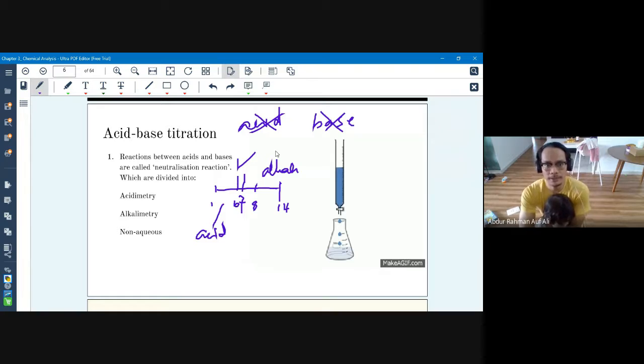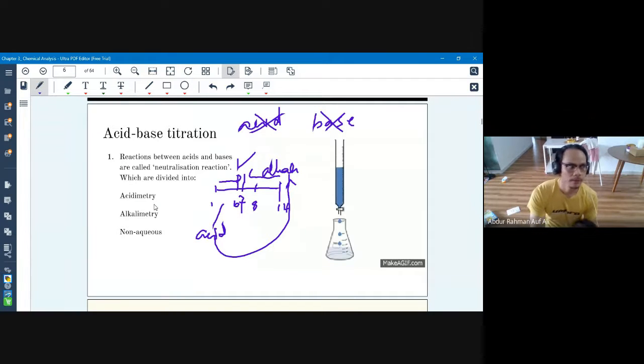Okay, so neutralize in this case meaning kalau kita biarkan acid dan base bertindak balas antara satu sama lain, pH acid ni akan naik moving towards 7 and alkali akan turun moving towards 7. So that's why it is called a neutralization reaction. Okay, and acid-base titration, there are 3 types. There are three things that you should know about acid-base titration. One is what is acidimetric, what is alkalimetric, and what is non-aqueous titration.